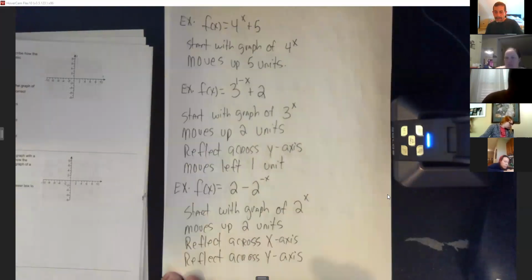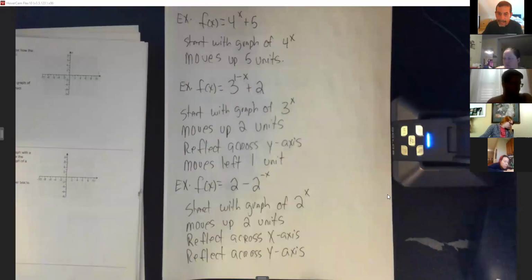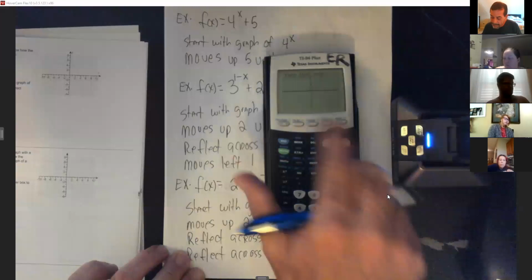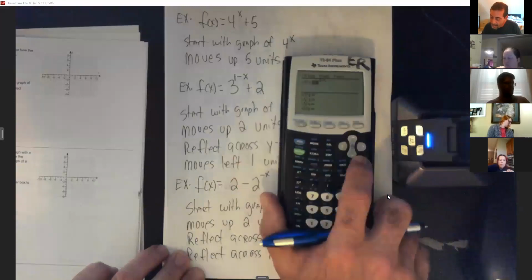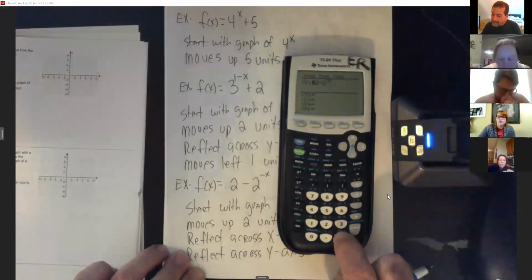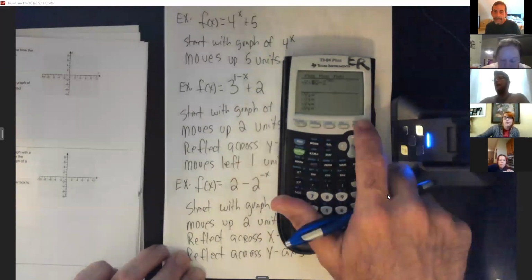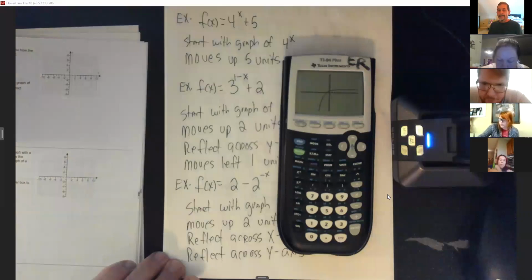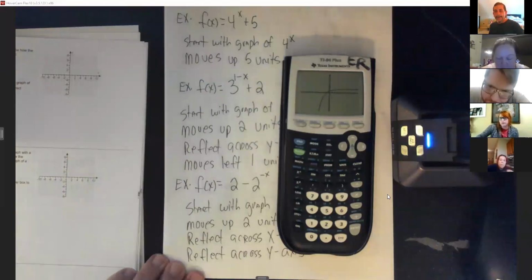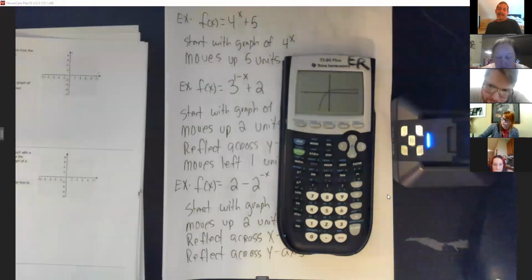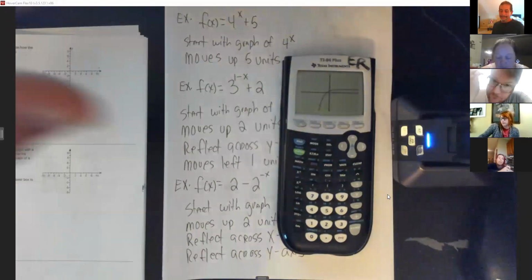Reflect across the Y. So we said this one reflected across the X and the Y. So watch what happens on this one. I'll just graph it real quick so you can see. So 2 minus 2 exponent negative X. When you graph it, it should be on the downside and flipped. Pretty cool, because remember, it should be coming downhill to the right. And now it's going uphill.